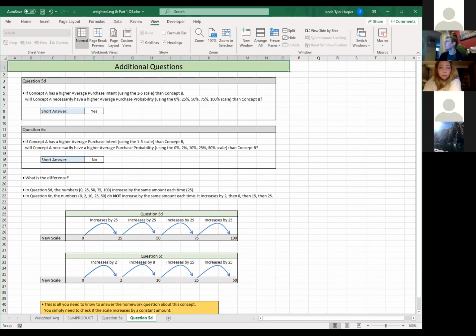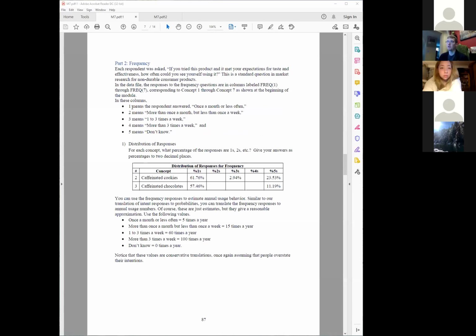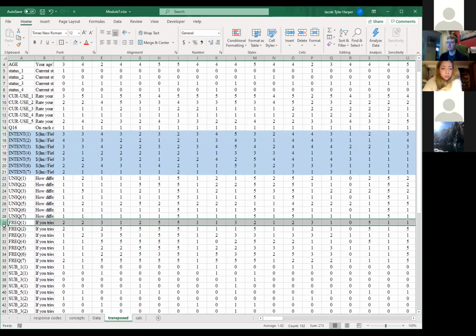So in part 2, we are doing the exact same thing. Like, what's the distribution and what's the average? The difference is we are now taking the average or counting the frequency questions. Like, what is the frequency with which people will buy these products? And so that is just slightly underneath our intent. So now we're analyzing these rows, the frequency rows, but we're doing the exact same thing.